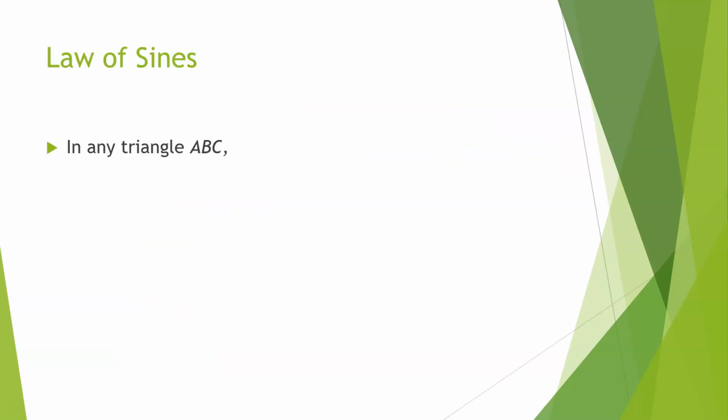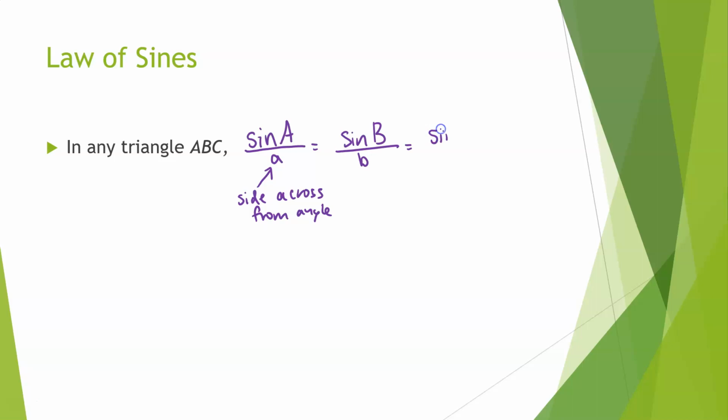I would get this down in my notes now. In any triangle ABC, what we just learned is that the sine of the angle over the side across from it. You need to know the small a means it's the side across from the angle, is equal to sine of angle B over the side length across from it. Now, sometimes the law of sines gets a little confusing when you see it written formally because it actually adds in sine of C, angle C, over little c.